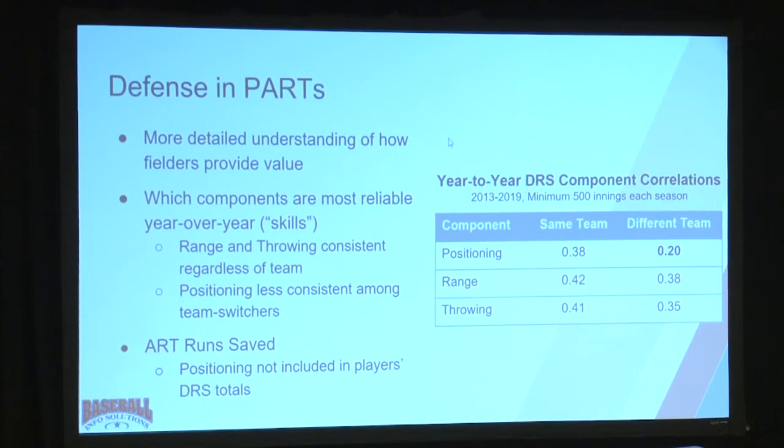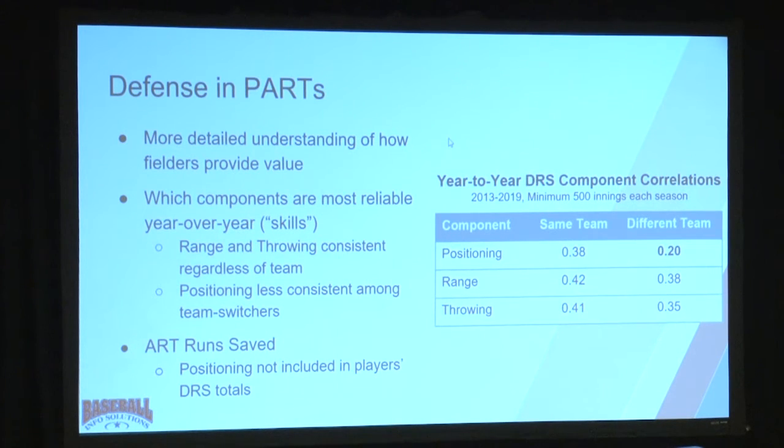So it's all well and good that we're able to do this, but unless we can actually get value out of it, it's not really that useful. So we've run several analyses on it, done a lot of research, and one of the striking things we found was the reliability year over year of each of these components. If you look at that chart on the right, you see each of the positioning, range, and throwing, the year-to-year correlation for those metrics for players who switched teams in the second year or didn't switch teams in the second year.